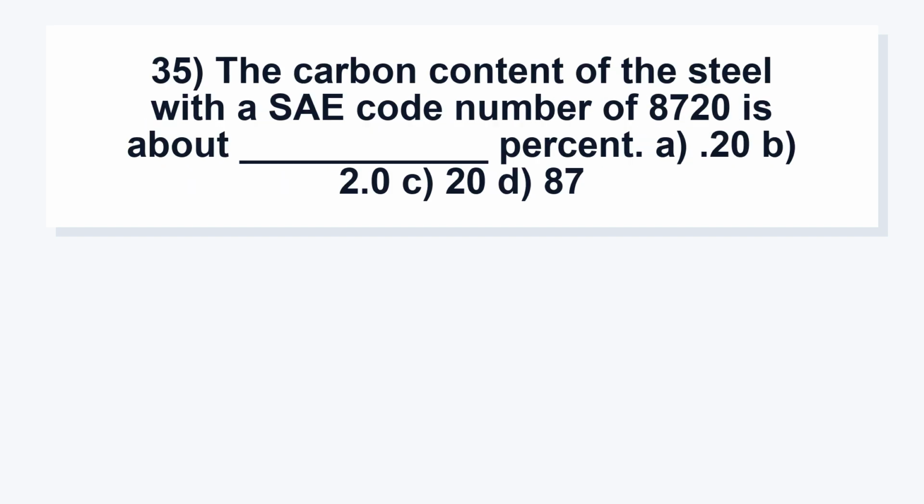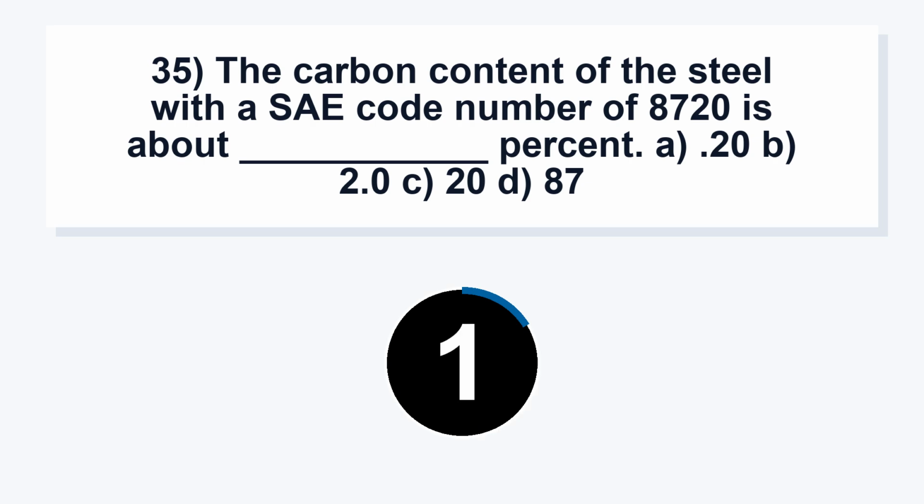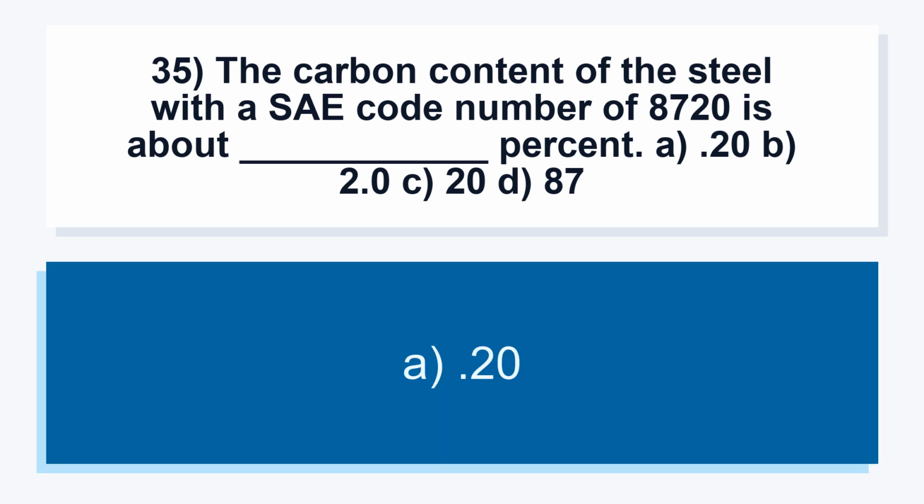35. The carbon content of the steel with a SAE code number of 8720 is about ____ percent. A. 0.20. B. 2.0. C. 20. D. 87. A. 0.20.